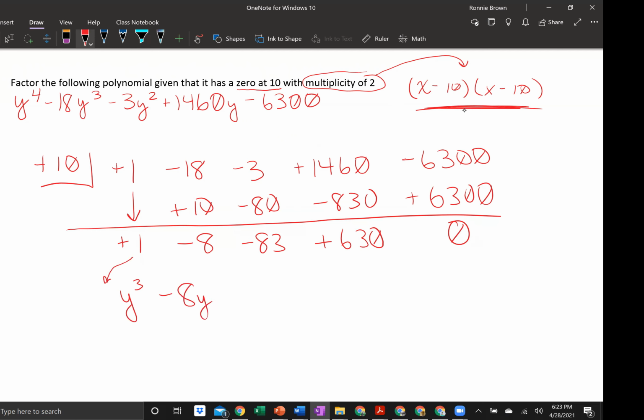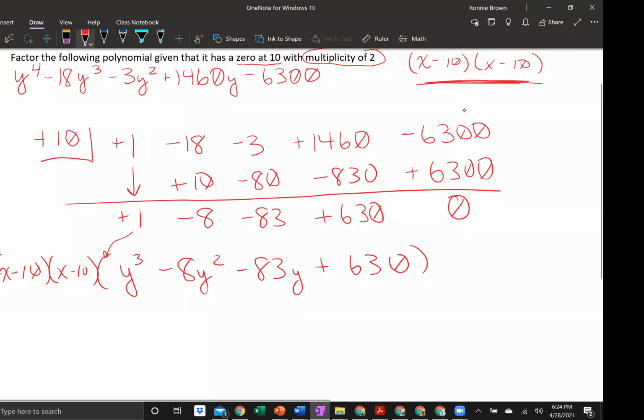Minus 8y to the 2nd, minus 83y, plus 630. Right, so this is the other factor. And remember, the other 2 factors are x minus 10 and x minus 10. However, we'd like to get all linear factors. So we need to break this down a little bit, right? Factor it a little bit more into linear factors, right? Right now, it's not a linear factor. The largest exponent is a 3, so it's a cubic factor.